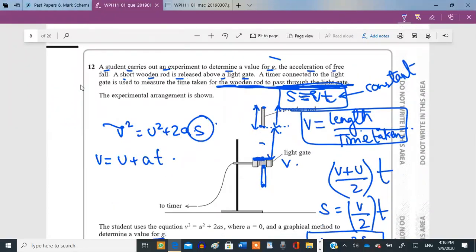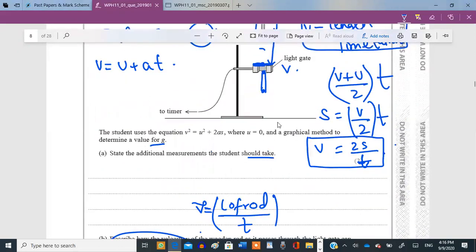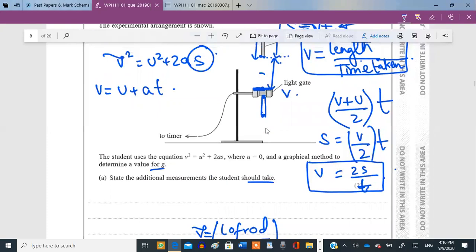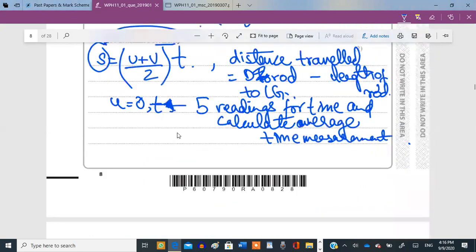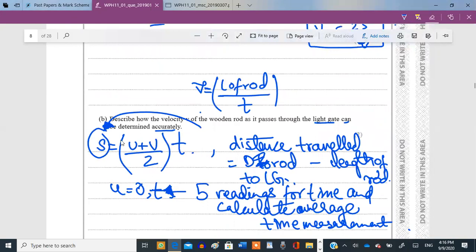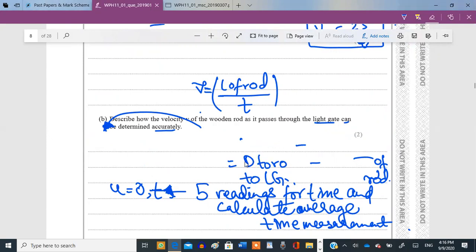It didn't tell us anything about the timer being started when it is dropped. It told us that the timer is just connected to the light gate, so it will only start when this rod hits the light gate or passes through the light gate. It starts when it enters the light gate, and as soon as it leaves it, the timer stops, and so it measures the time it takes to pass through the light gate. So we can apply this formula instead of that formula, because we don't have the time. We can erase this out.